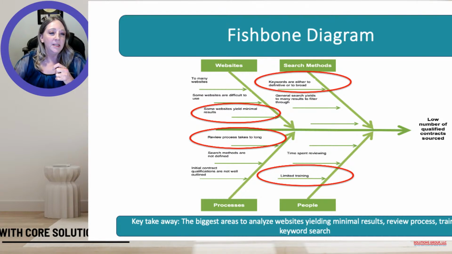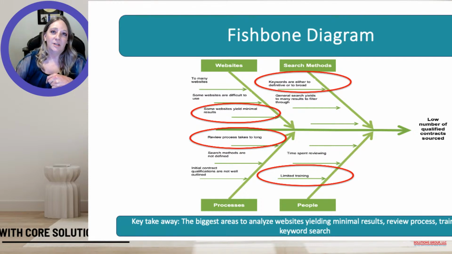Some of the things the fishbone diagram can help with are production lines, driving customer satisfaction, and decreasing employee turnover rate. There are so many great things that the fishbone diagram can help with in your business optimization.